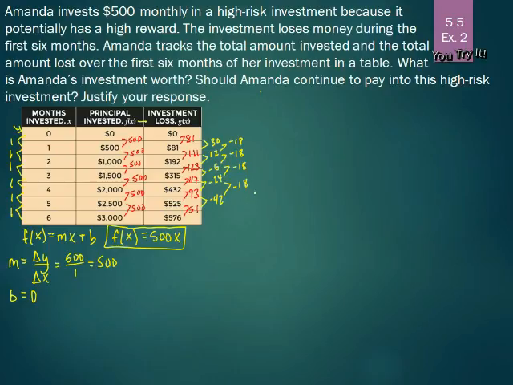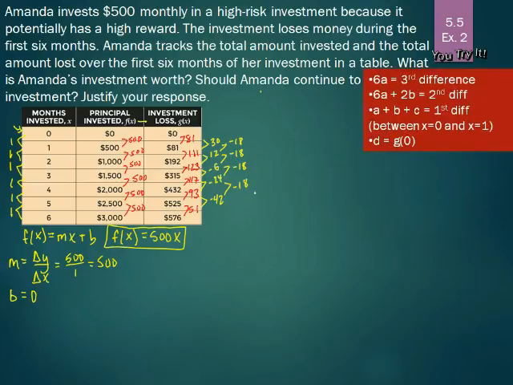So let's go ahead and pull up our cubic function rules. And so using these, let's start here. So we know that 6a will equal the third difference, which in our case is negative 18. So dividing by 6 to solve for a, then we get a equals negative 18 divided by 6, which is negative 3. And then to get b, we know that 6a plus 2b equals the second difference between x equals 0 and x equals 1. So that will be 30.